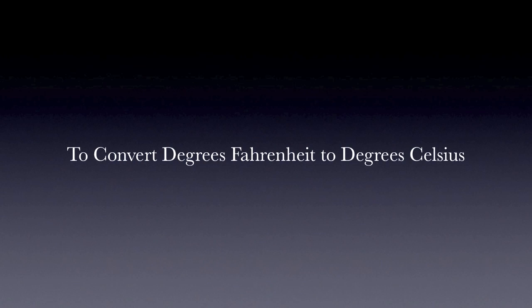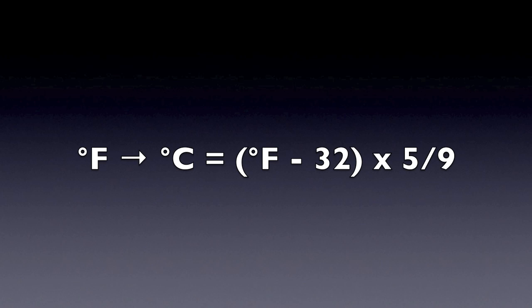To convert degrees Fahrenheit to degrees Celsius, use this equation. Take the degrees Fahrenheit and subtract 32. The answer you get will then be multiplied by 5/9.